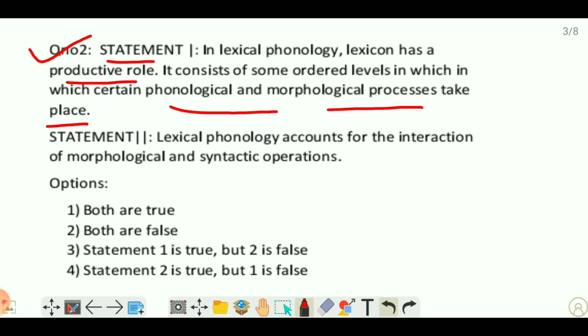The main idea is that much of the phonology operates together with word formation rules in a cyclic fashion to define the class of lexical items in a language. So statement number first is correct. Statement number second: lexical phonology accounts for the interaction of morphological and syntactic operations. Statement number second is wrong. We know that lexical phonology accounts for the interaction of morphological and phonological rules, not syntactic operations. There are some post-lexical rules which define the syntactic operations, but the main theme of lexical phonology revolves around phonological and morphological operations. So statement number first is true and statement number second is false.